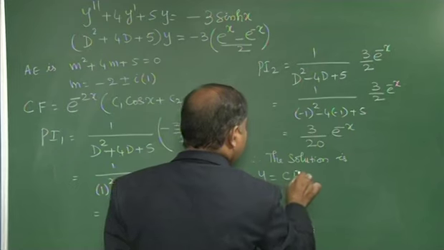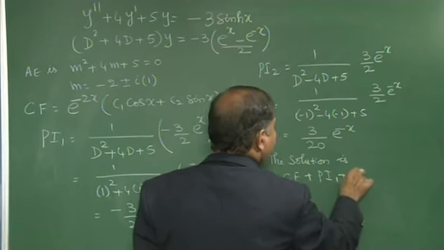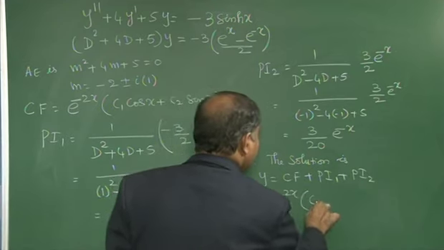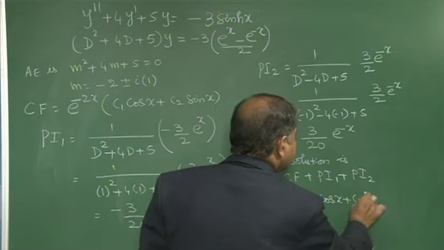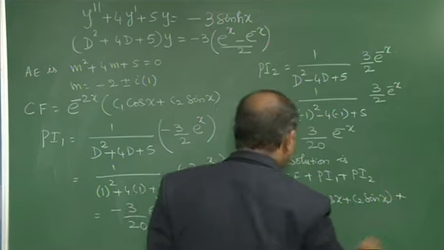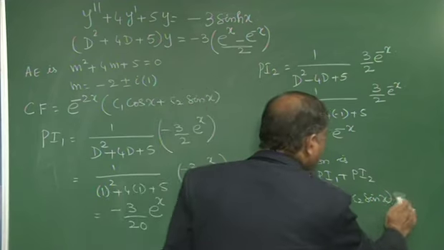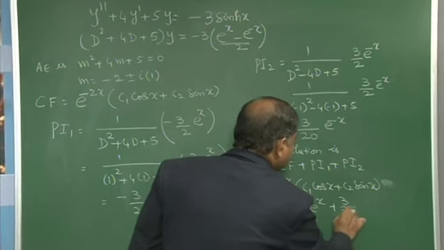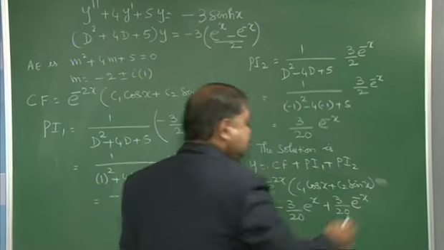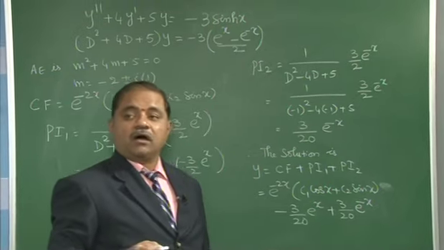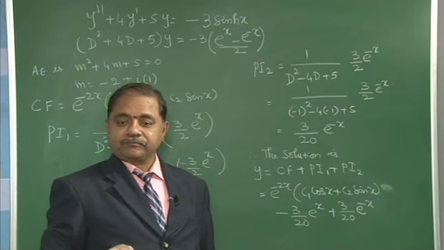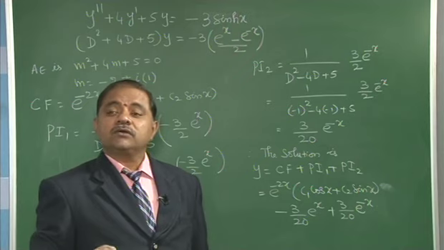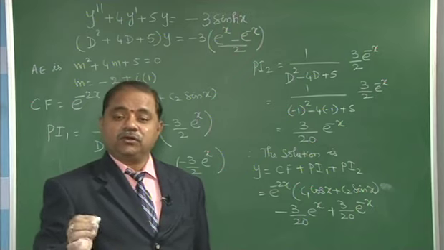y is equal to CF plus PI1 plus PI2, that is e power minus 2x (C1 cos x plus C2 sin x) plus, here you got minus, correct. So minus 3 by 20 e power x plus 3 by 20 e power minus x. This is for sin hx. Similarly, one problem is there for cos hx in the notes. You can try, otherwise in the next class we can do it.